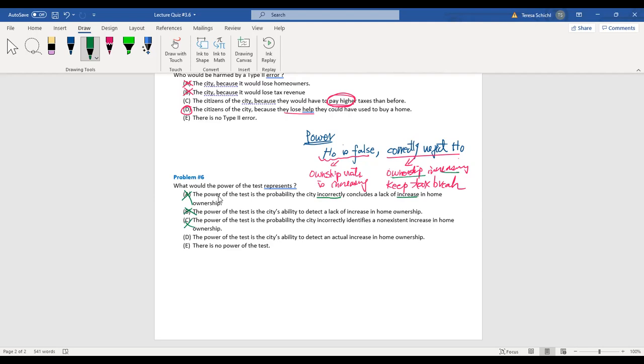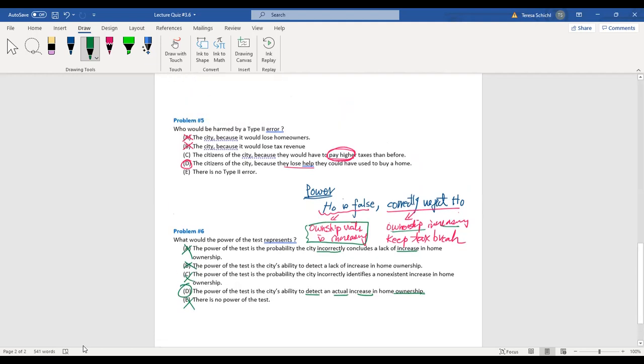All right, let's take a look at D. The power of the test is the city's ability to detect the actual increase in home ownership, right? So the actual increase means H0 is false, the ownership actually increased, and the city correctly identified it, so they keep the tax break. So it will be D. Then E is not right because every test always has a power associated with it.